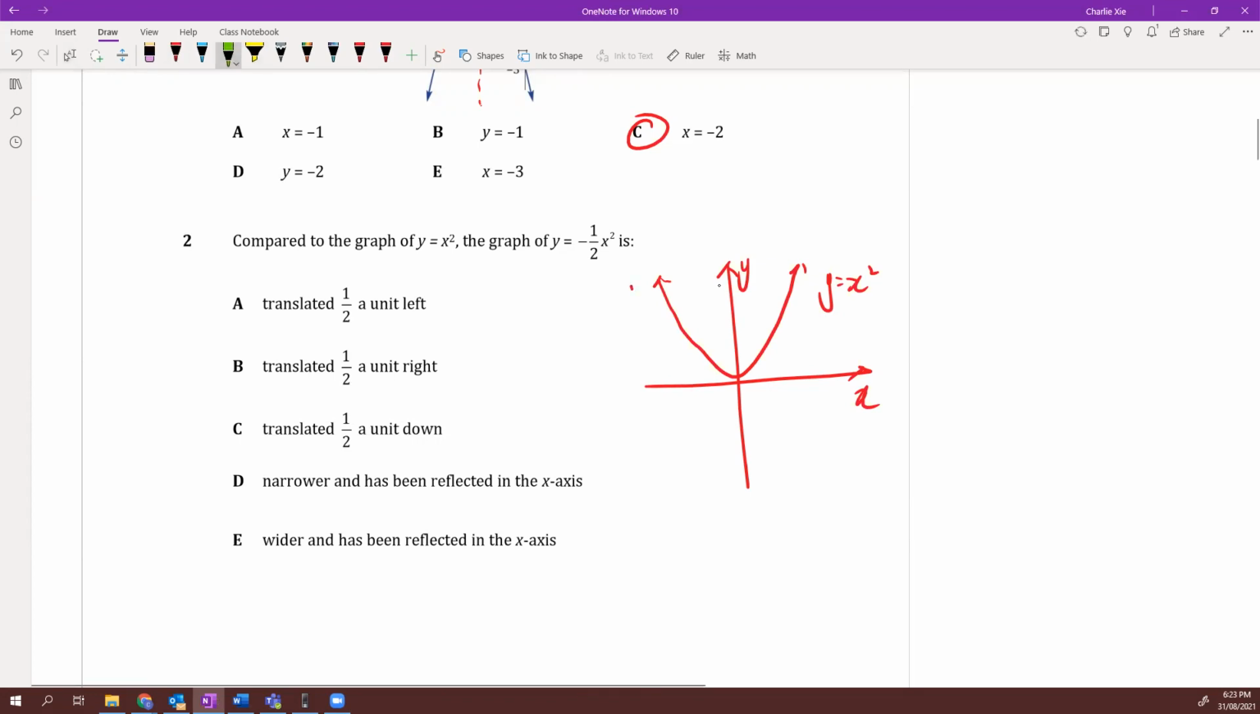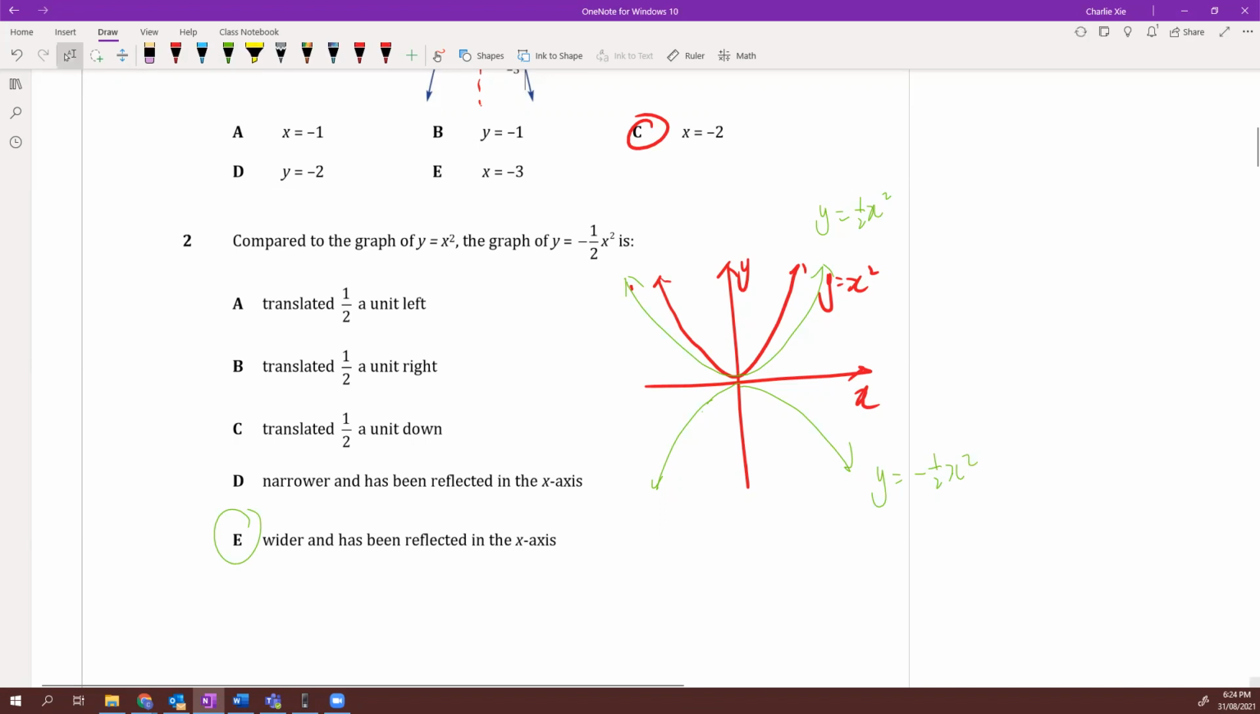Okay, let me use a different color. So this is something like y equals half x squared. And lastly, you have a negative sign here. A negative sign in front of that just means this has been reflected in the x-axis. So this parabola is called y equals -half x squared. So we can pick E because it's wider and has been reflected in the x-axis.